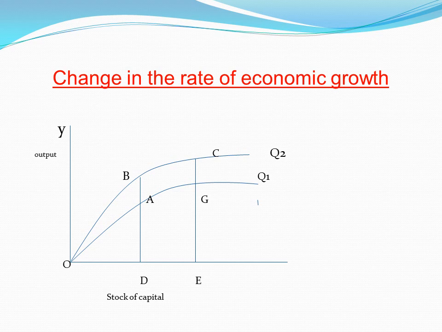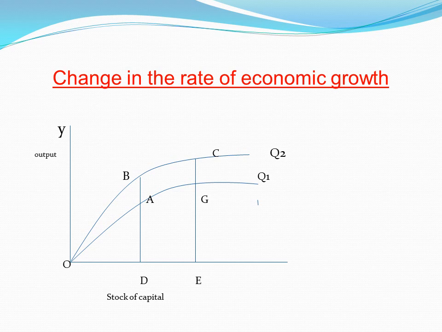Change in the rate of economic growth. The X-axis denotes the stock of capital. The Y-axis denotes the output. OQ1 is the original production curve. The marginal physical product of capital decreases as we move along the production curve towards the right. Then, with technical progress, the production curve shifts from OQ1 to OQ2.